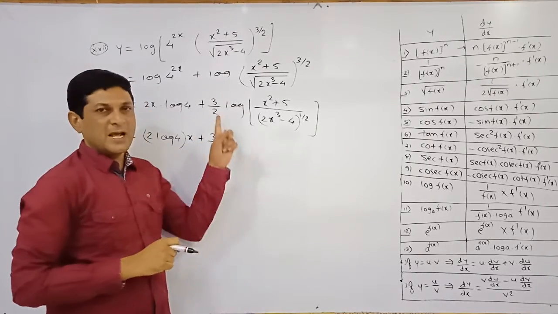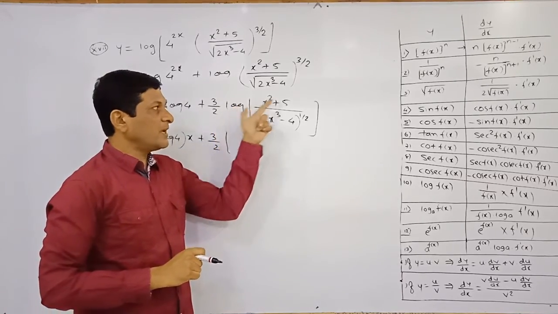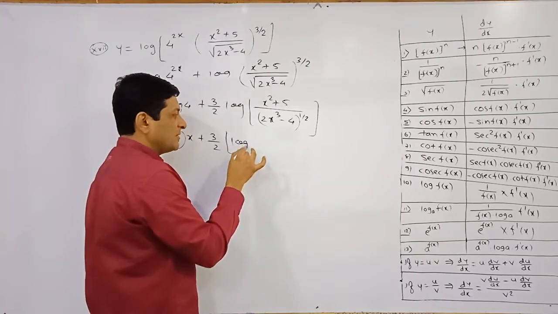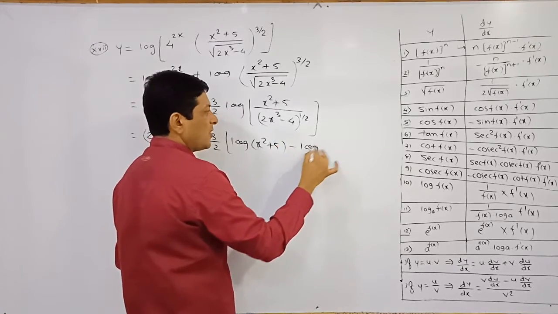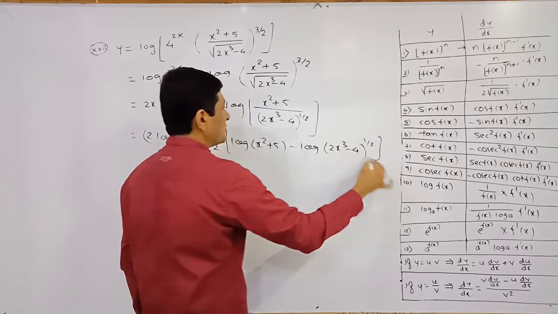Again here we are applying the laws of logarithm. So according to the laws of logarithm, log a upon b can be written as log a minus log b. So it can be written as log of x square plus 5 minus log of 2x cube minus 4 raised to power 1 by 2, keep it as it is.